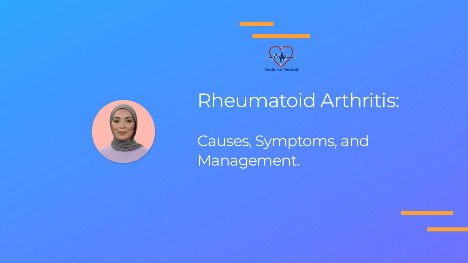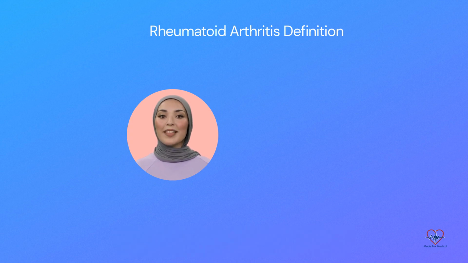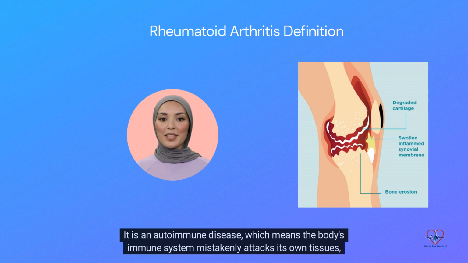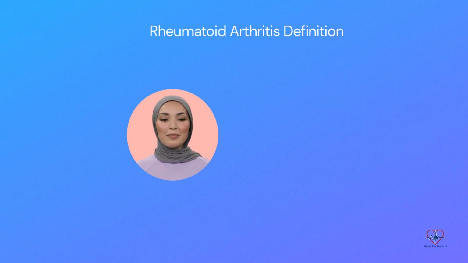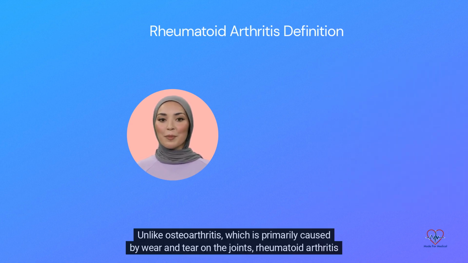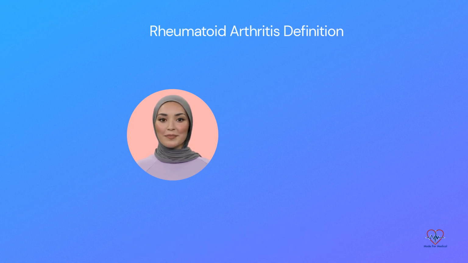Let's dive in. Rheumatoid arthritis is a chronic inflammatory disorder that primarily affects the joints, causing pain, swelling, and stiffness. It is an autoimmune disease, which means the body's immune system mistakenly attacks its own tissues, particularly the synovial lining of the joints. Unlike osteoarthritis, which is primarily caused by wear and tear on the joints, rheumatoid arthritis is an autoimmune condition where the body's immune system mistakenly attacks its own healthy tissues, including the joints.